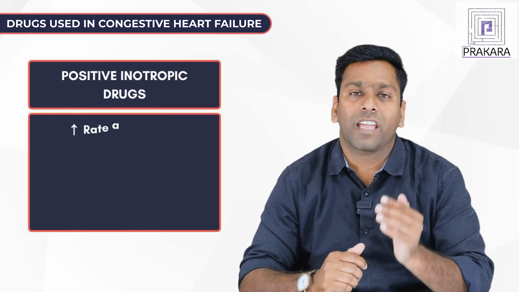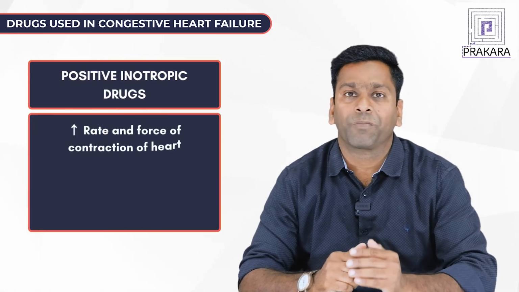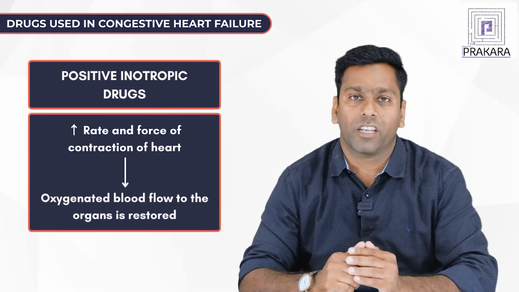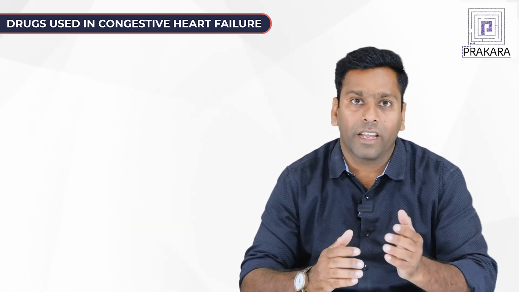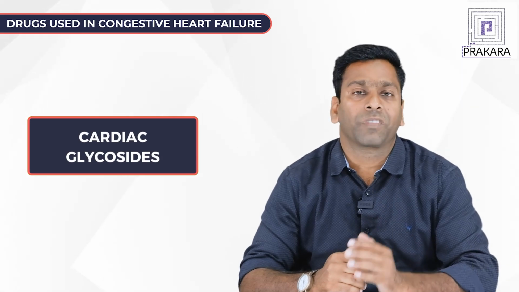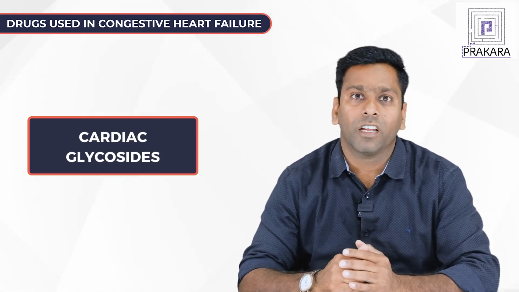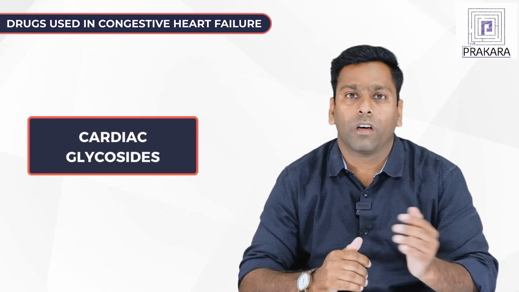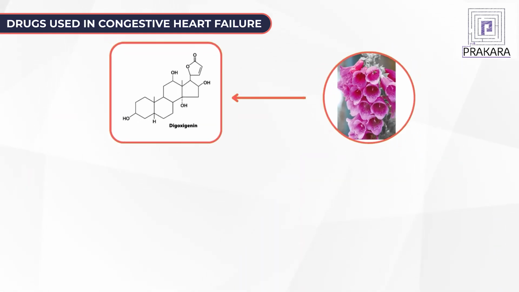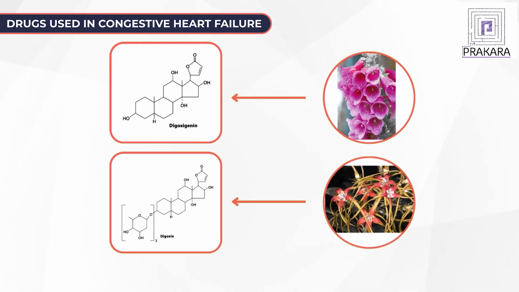Positive inotropic drugs increase the rate and force of contraction of the heart so that the oxygenated blood flow to the organs will be restored. And very popular agents of this class are cardiac glycosides. These are also called steroidal glycosides, which are of plant or animal origin, and they are very well known from so many years. Some of the agents you might have already discussed in pharmacology, drugs like digitoxigenin, digoxin, etc. are available from plants like Digitalis purpurea, Strophanthus kombe.